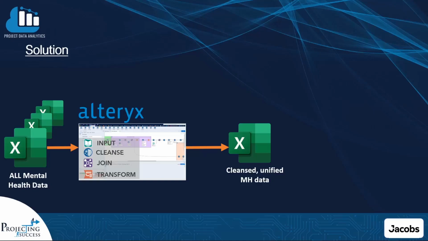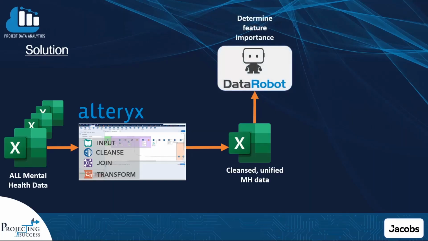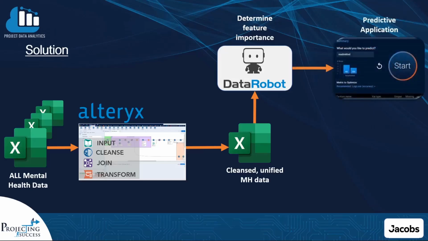Once that's been put together, we put it up to DataRobot, an automated machine learning bit of kit that determined the feature importance for the question that we wanted to answer. Overall, how much importance does your employer place on mental health? And we wanted to determine what were the 10 most influential survey questions to that particular response. Once we understood what they were, we could create our predictive application, again based in DataRobot.